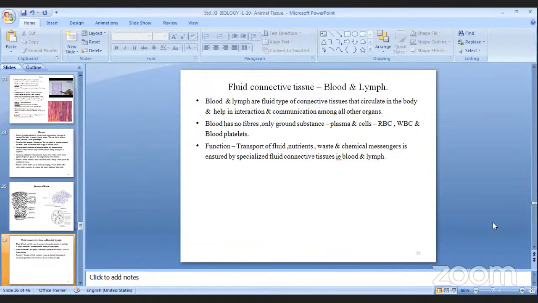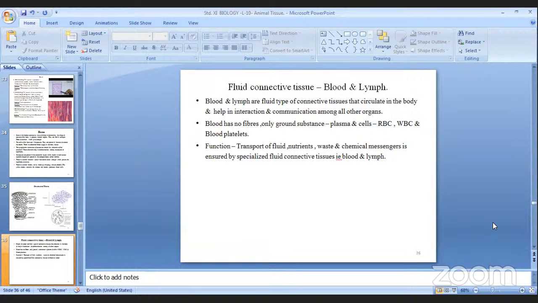Then comes the fluid type of connective tissue, that is blood and lymph. We know blood and lymph are fluid type of connective tissue that circulate in the body and help in interaction and communication among all other organs. Okay, blood has no fibers, only ground substance, that is plasma, and they have the cells, that is RBC, WBC, and the blood platelets. And the function is transport of fluid, nutrients, waste, and chemical messengers. That means this fluid type of connective tissue helps in transport of nutrients, waste, and chemical messengers.